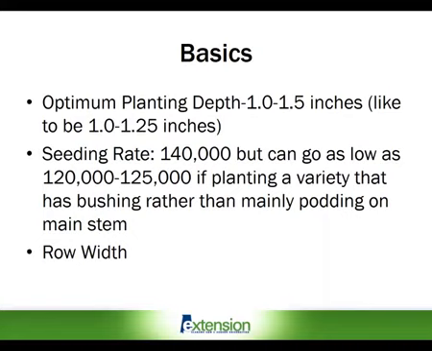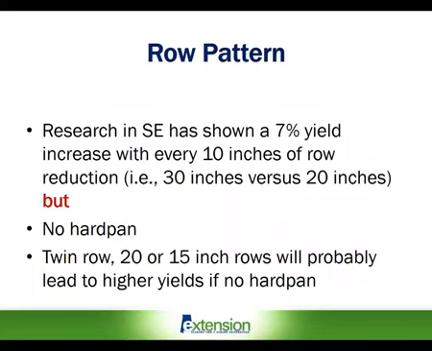Another important thing is row width. When you look at the research in the Southeast, it shows a 7% yield increase for every 10 inches of row reduction. That means if you go from a 30-inch row to a 20-inch row, you're generally going to see about a 7% yield increase.